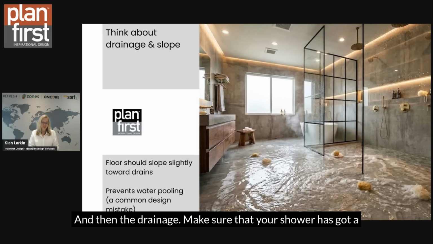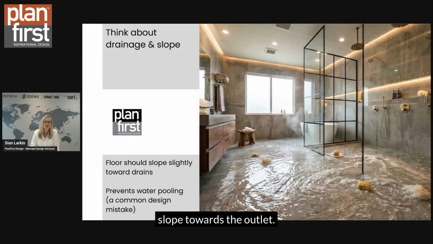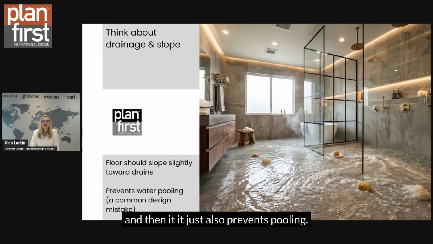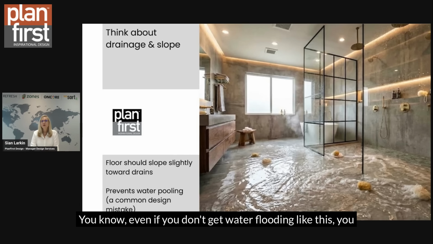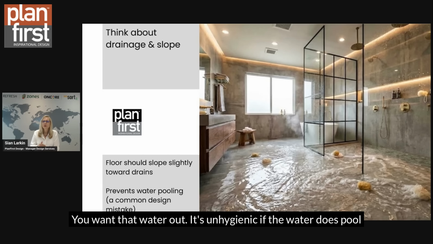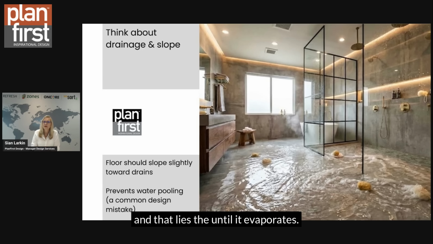And then the drainage. Make sure that your shower has got a slope towards the outlet. It doesn't have to be a massive slope, as long as there is a slope that is sufficient. And then it just also prevents pooling. You know, even if you don't get water flooding like this, you don't want water pooling in your shower once you finish showering. You want that water out. It's unhygienic if the water does pool and it lies there until it evaporates.